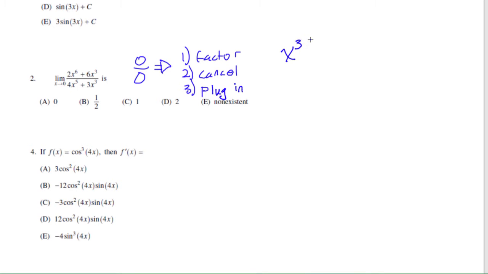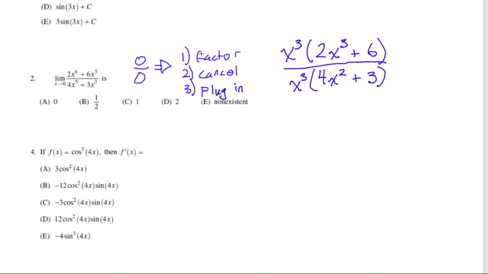So I'm just going to factor out x to the power of 3, and I'm left with 2x to the power of 3 plus 6. All of this is going to be divided by, again, I can factor out x to the power of 3, and this is going to be 4x to the power of 2 plus 3.